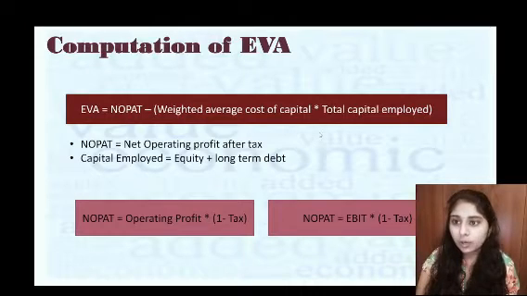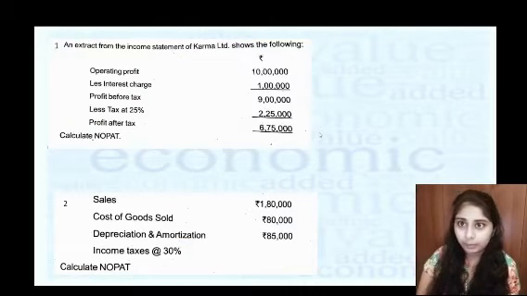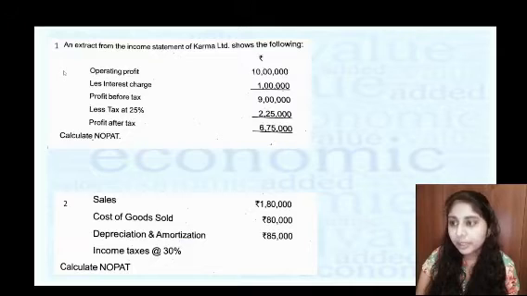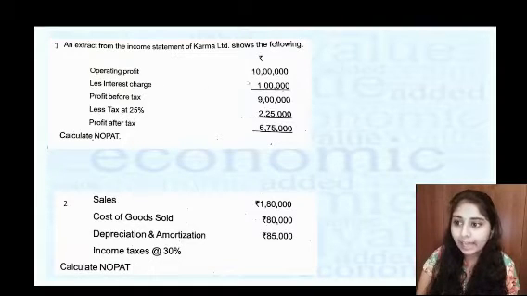To understand this better we can do some problems. The first problem is given here. It is an extract from the income statement of Karma Limited. The operating profit is 10 lakh and interest charge is 1 lakh. So the profit before tax is 9 lakh, 10 lakh minus 1 lakh. We deduct 25% tax from it, that is 2,25,000. So we get profit after tax as 6,75,000. And we are asked to calculate the NOPAT.